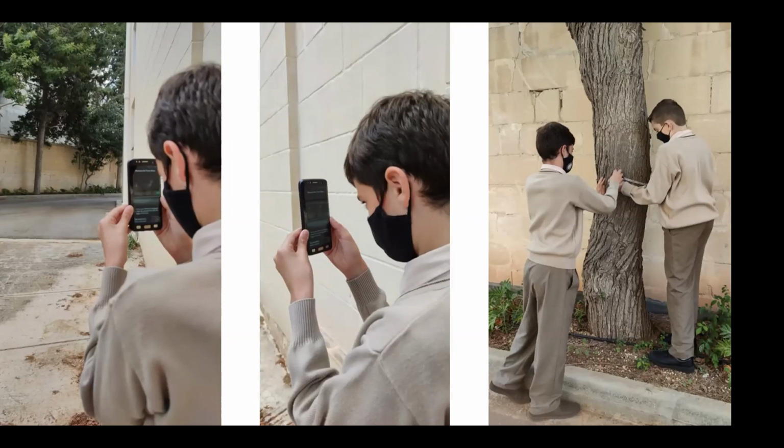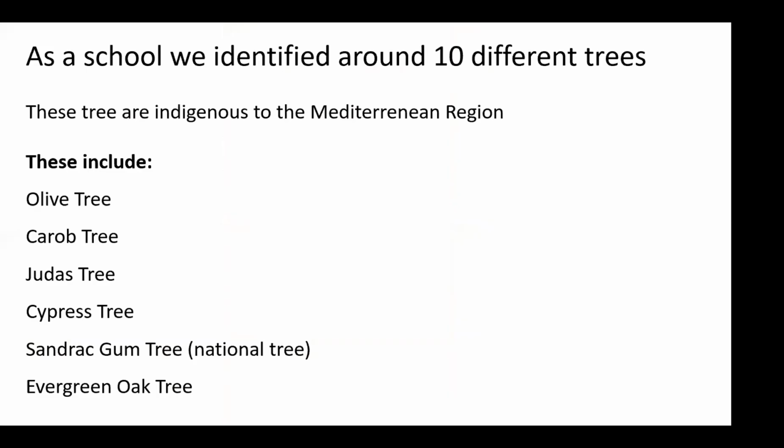Now, on the next slide, with our school, we identified around 10 trees, and Terence is going to talk to you about 3 of them.